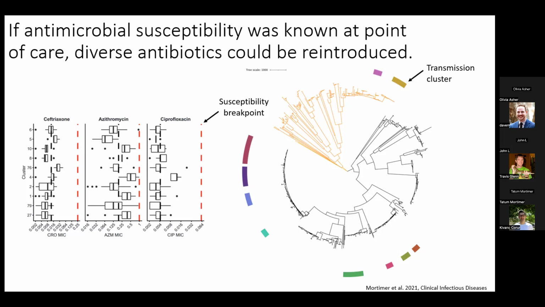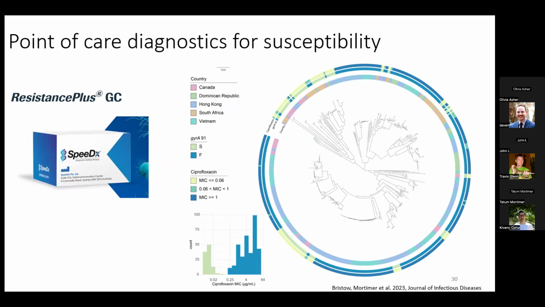And this idea is actually already being implemented. There's a diagnostic called ResistancePlus GC made by SpeeDx, which has been approved in Europe and, I think, is being reviewed here in the United States. It uses the gyrA SNP to identify whether or not a gonococcal infection is susceptible to ciprofloxacin at the time of diagnosis. However, modeling studies have shown that if we only look for susceptibility to one drug in a point of care setting, we might actually drive multi-drug resistance. So we were interested in understanding whether it would be possible to develop these kinds of diagnostics for other drugs where multiple mechanisms of resistance are contributing to MICs.